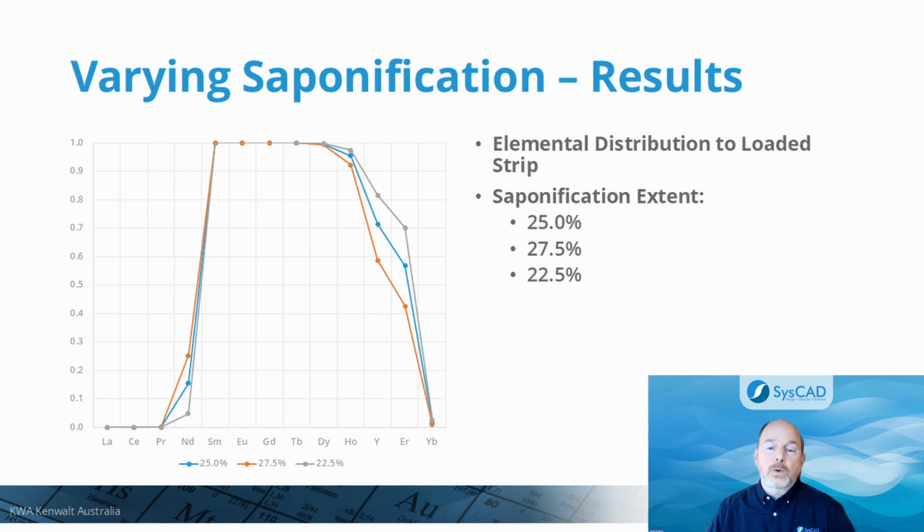The changes seen are again qualitatively as expected. Higher saponification extent shifts elements away from raffinate and more toward heavy strip. This is because increased saponification increases the efficiency of extraction of REs due to carryover of basicity.